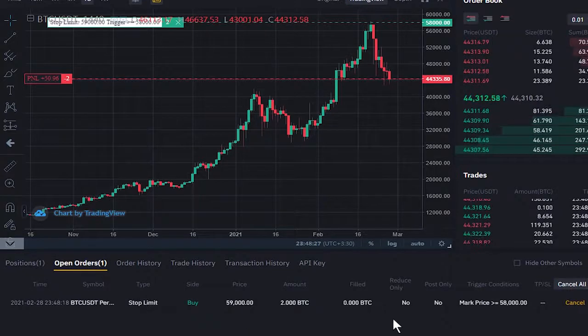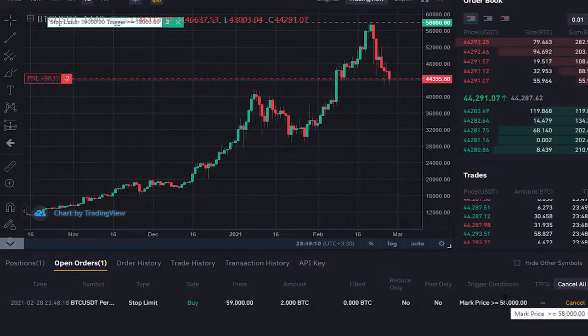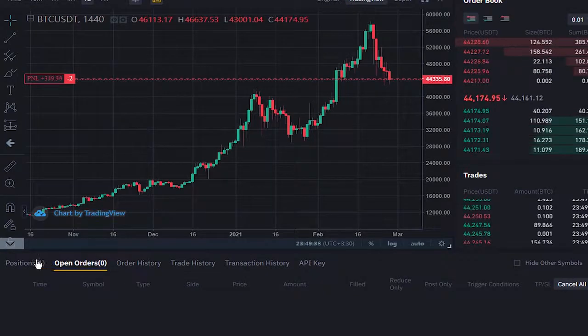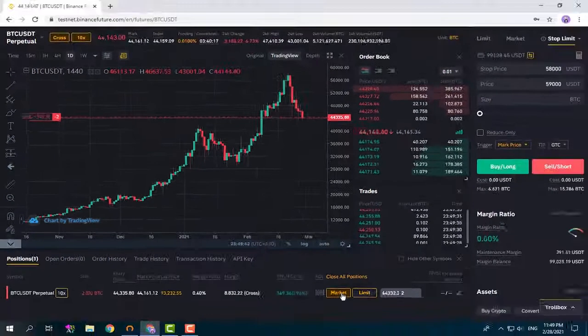So if the price rises and reaches 58,000, a limit buy order at 59,000 or a better price will be triggered, which means that it will be executed at 58,000, which is a better price, or higher in the case that the market is sharply advancing. Let me cancel this and also close this position.